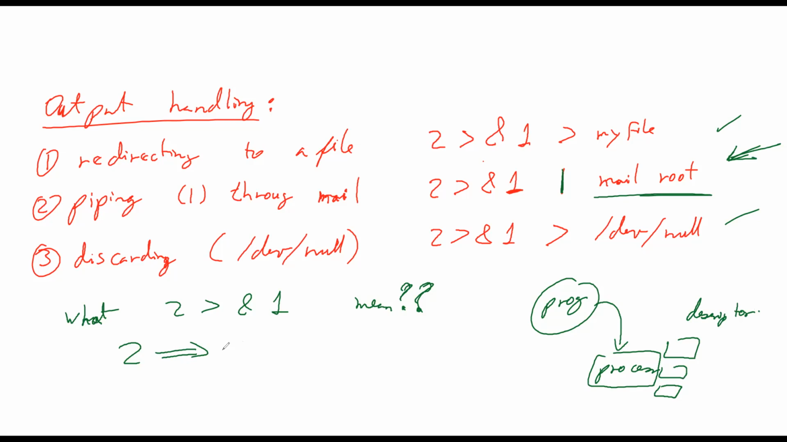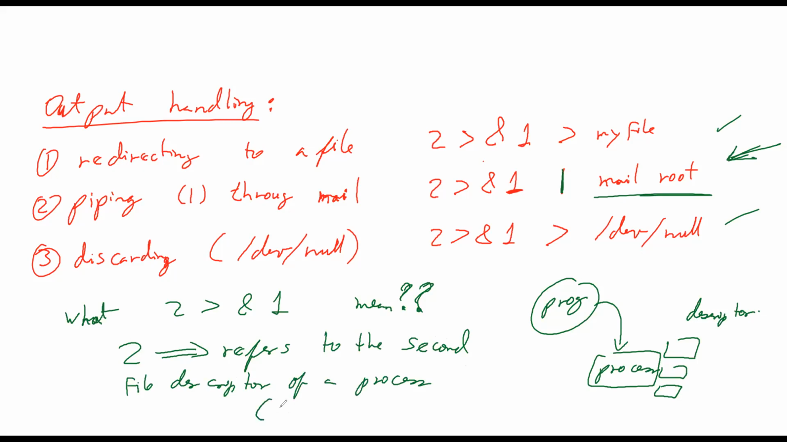So basically here we can say that 2 refers to the second file descriptor of a process, which in this case is the standard error. Okay, so if your process errors out, right, you get that information. You can take a look at it. Let's go to the next page.